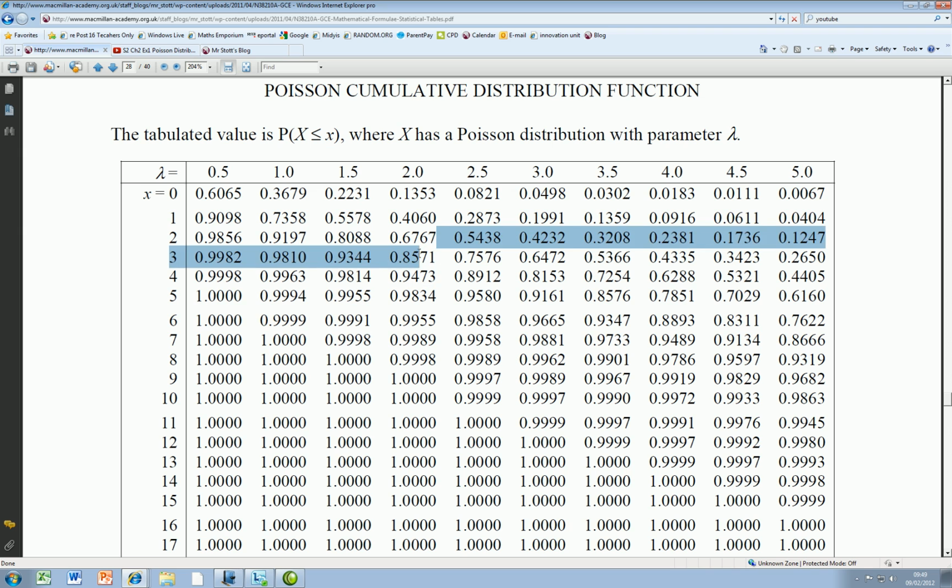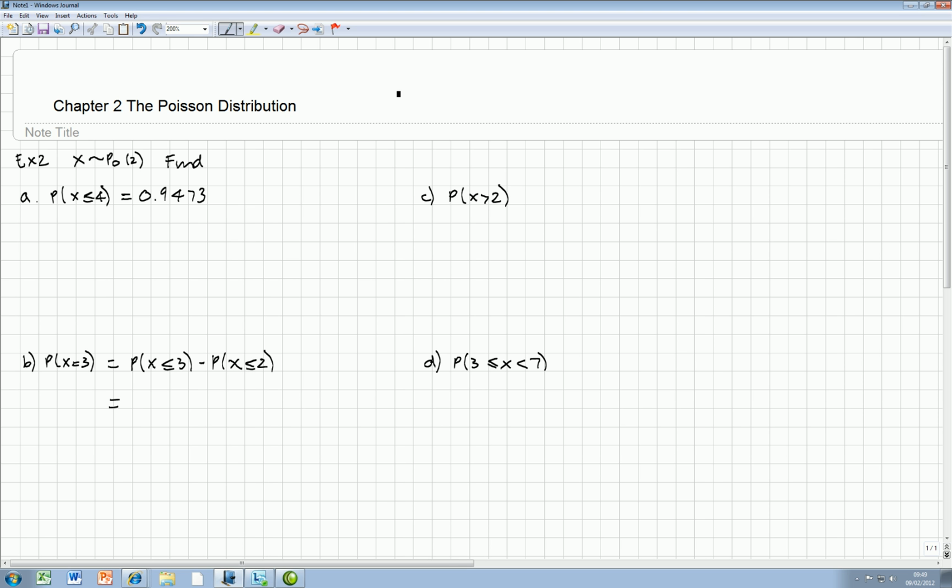Okay, so it's 0.8571 minus 0.6767. Okay, there we go. 0.8571 minus 0.6767, and that, when you work it out, comes to be 0.1804.